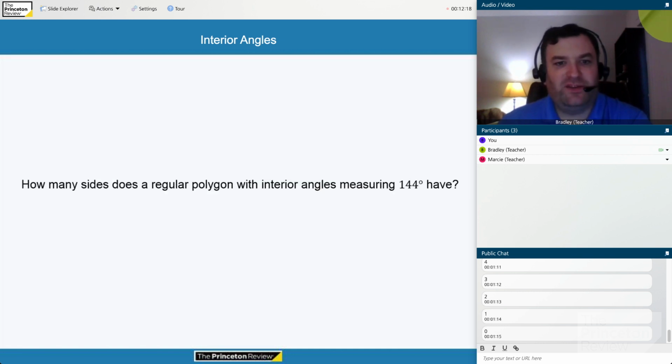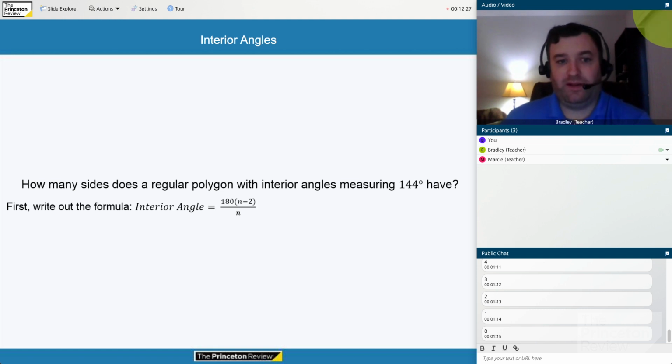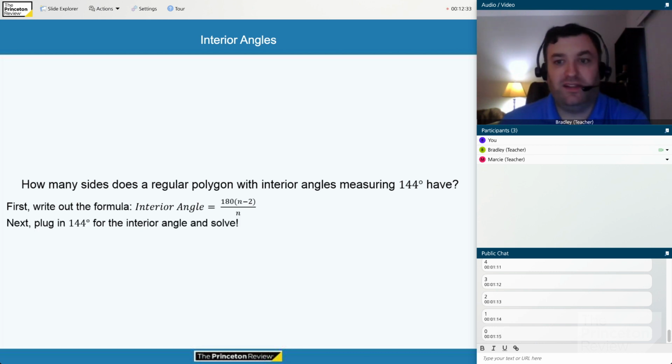So how many sides does a regular polygon with interior angles measuring 144 degrees have? First, let's write out the formula. Interior angle is 180 times the quantity n minus 2 over n. Next, plug in 144 for the interior angle and just solve. So we would have 144 equals 180 times the quantity n minus 2 divided by n.